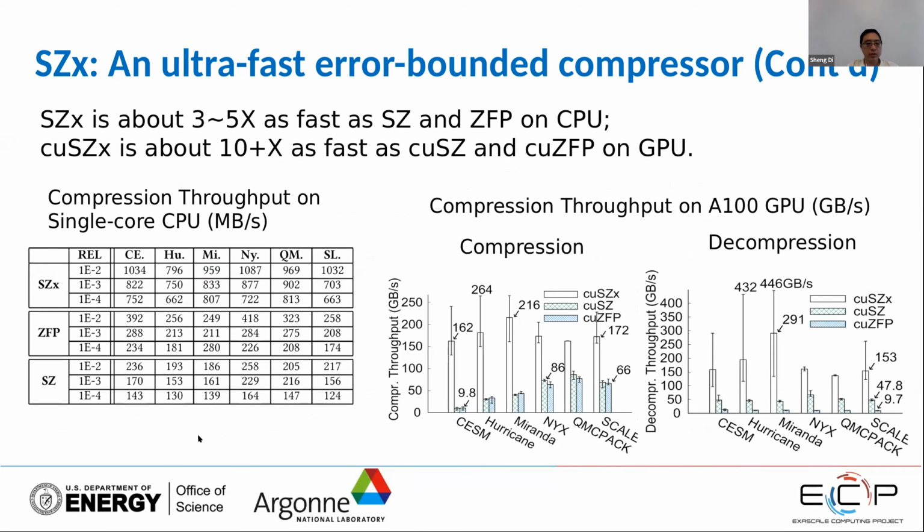This slide demonstrates how fast SZx will be compared with the other two state-of-the-art lossy compressors, SZ and ZFP. For CPU, we can see that SZx is about 3 to 5 times as fast as SZ and ZFP. And for GPU, on the A100 GPU, we can see that cuSZx could be about 10 times as fast as cuSZ and cuZFP.